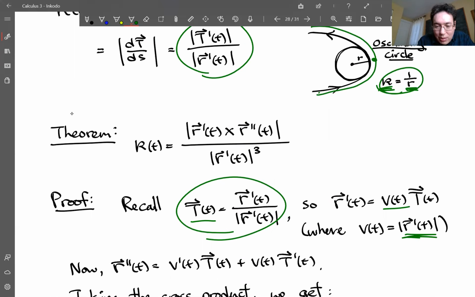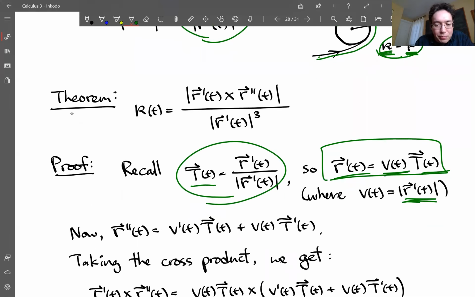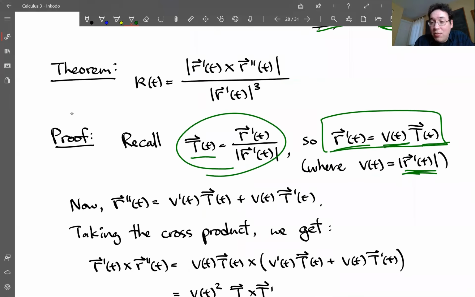But if you bring v to the left-hand side by multiplying both sides by v, here's what I get. So velocity is speed times the unit tangent, basically. Okay, from here, let's take the second derivative. So r double prime. To compute that, we could use the product rule. So we know that's true.